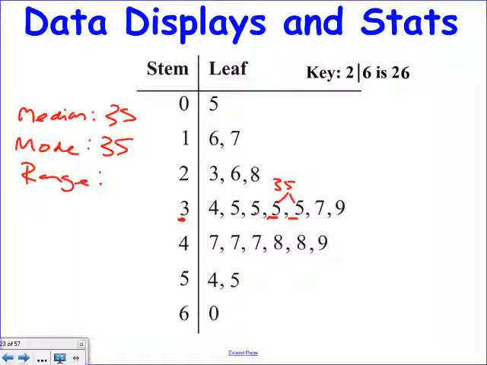So what's my biggest number? What's my littlest number? 5. See how quick that was? So we can do a median, mode and range from a stem and leaf really quickly.